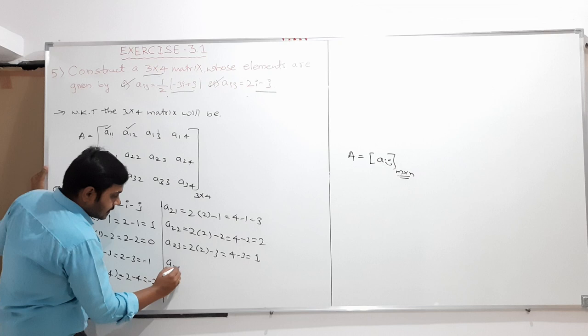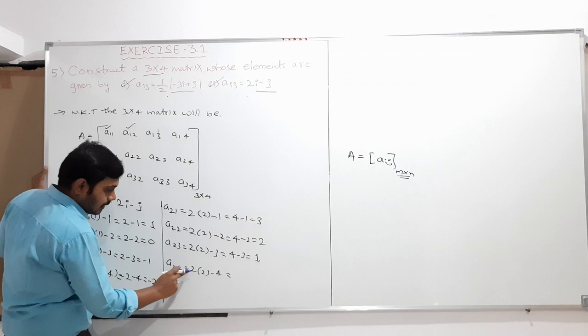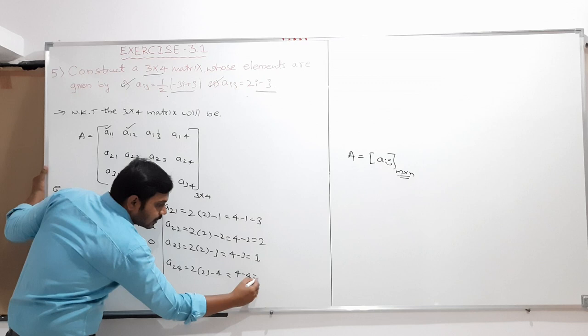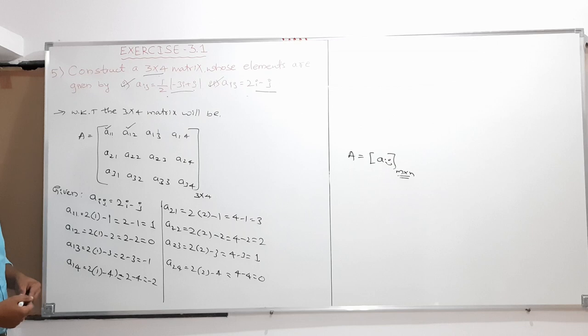And next, students, A24. So 2 2's are 4, I value is 2, J value is 4. So 4 minus 4 is equal to 0. This is A24. Next we should find the A31, A32, A33, A34 values also.